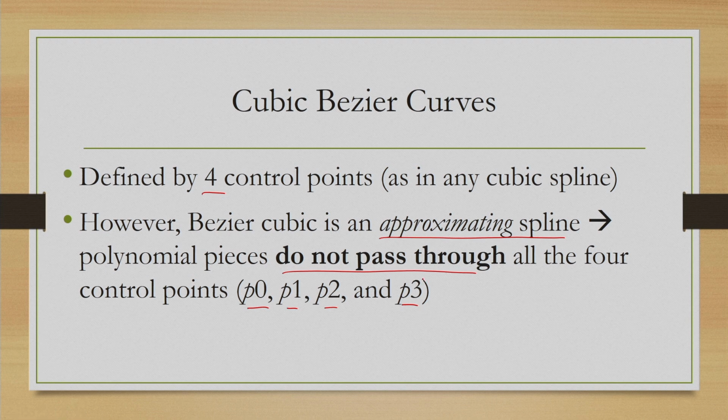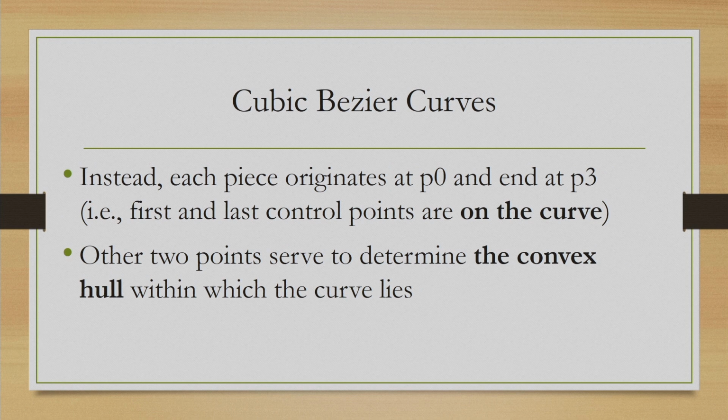So, there are 4 points, but it is not necessary that the curve passes through all the points. Instead, these points are used to define the convex hull. So, each piece originates at P0 and ends at P3, that is the first and the last control points. The other 2 points are used to determine the convex hull within which the curve lies. So, 2 points are on the curve and the other 2 points are controlling the shape of the curve.